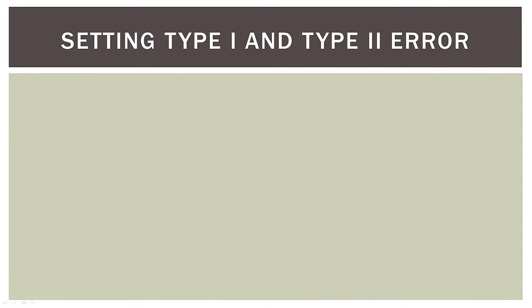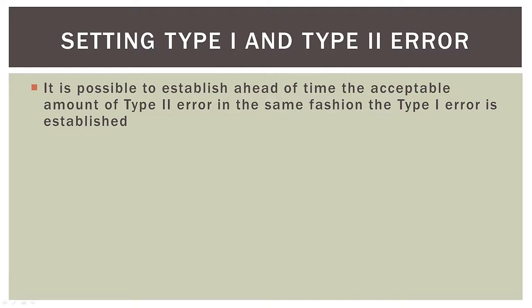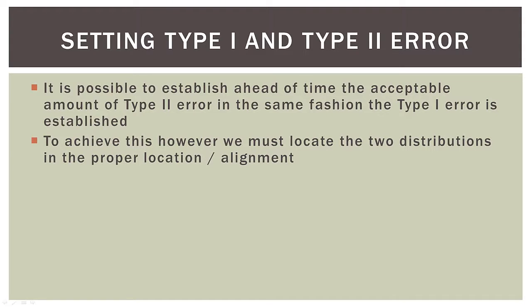So, setting type 1 and type 2 error. Now, it is possible to establish ahead of time the acceptable amount of type 2 error in the same fashion the type 1 error is established. So if we say a type 1 error of, say, 0.05, we could set a type 2 error of 0.05 or 0.10, whatever we would choose, in the same way we would choose type 1 error. To achieve this, however, we must locate the two distributions in the proper location or alignment. They're going to have to align in a certain way, and we'll talk about that as we go.